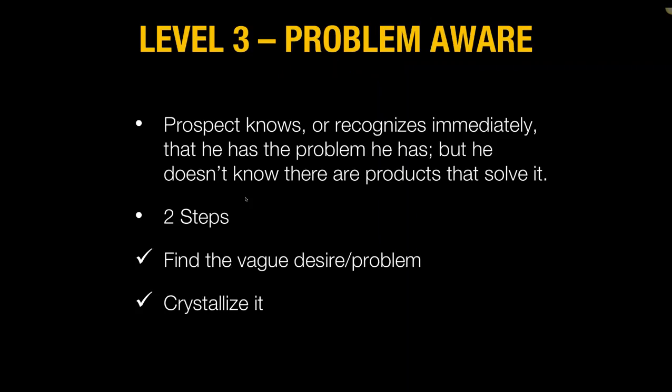So let's talk about level 3 market awareness. The prospect knows or recognizes immediately that he has the problem he has, but he doesn't know there are products to solve it. So he is problem aware. He knows that there's something wrong. I gave examples earlier in the call, but we can go back to the personal trainer example. He knows he has a problem. He's like, I need more leads into my business. I know I have that problem because I'm not getting enough sales and I'm not getting enough leads, so I need more leads. That's my awareness of my problem.